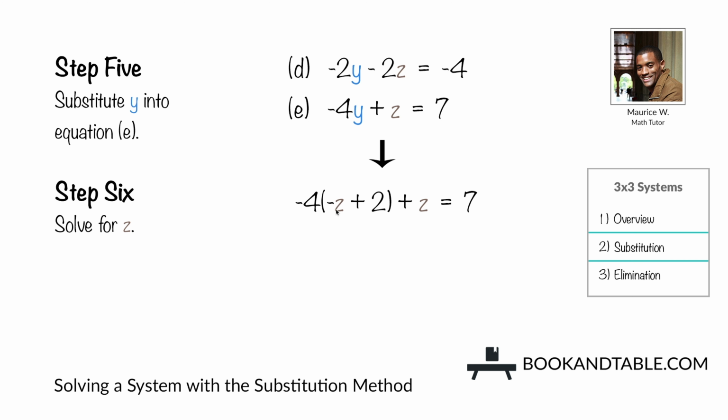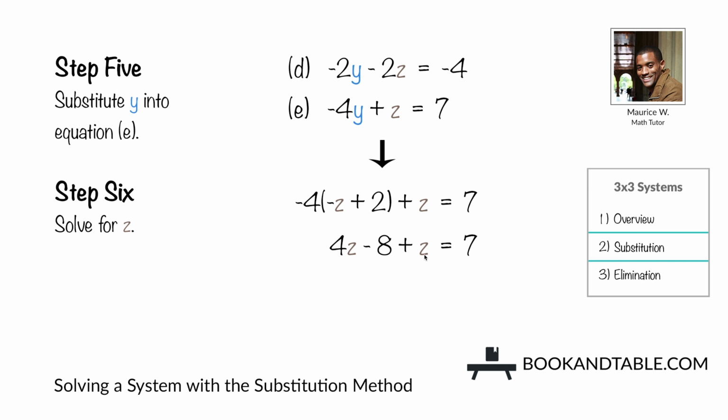So now we only have z's, so we can solve for z. But first we want to distribute the negative 4. Negative 4 times negative z is positive 4z. And negative 4 times 2 is negative 8. Plus z is equal to 7.